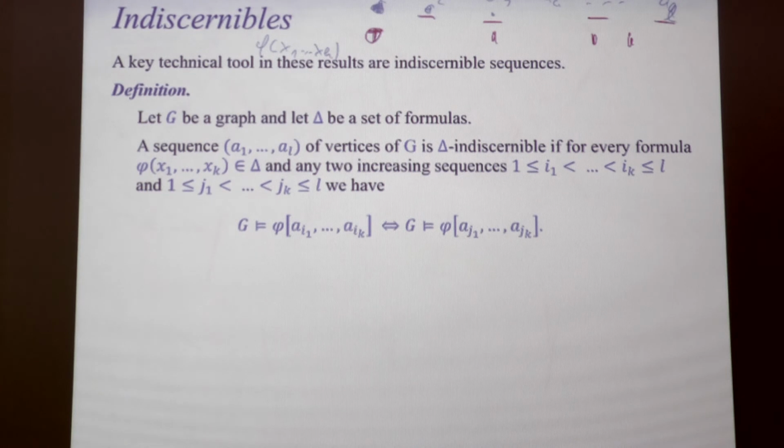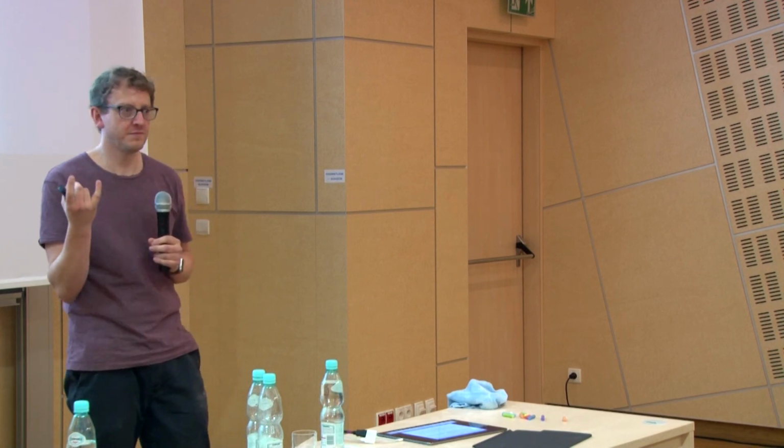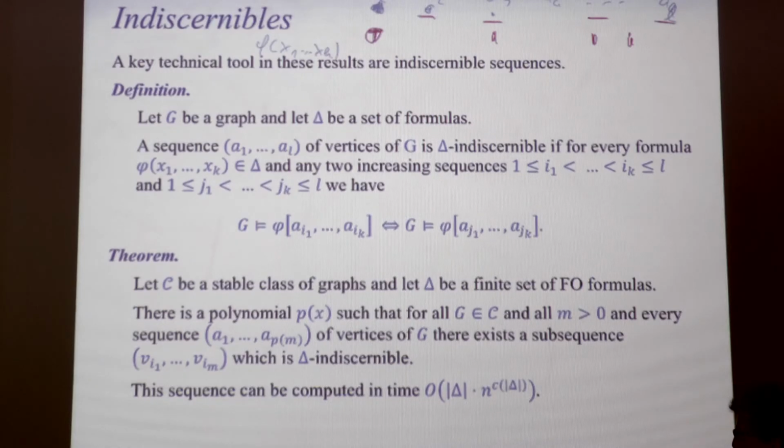And now you take this set delta here, just the single formula saying the distance between x and y is more than R. And this theorem here would just say, if the length of the sequence of vertices you're giving me is this polynomial in M, I will find a subsequence which is indiscernible. Well, what does it mean to be indiscernible for the formula saying the distance is at least R? It means any pair of vertices in this sequence here will have distance more than R. Or every one has smaller.